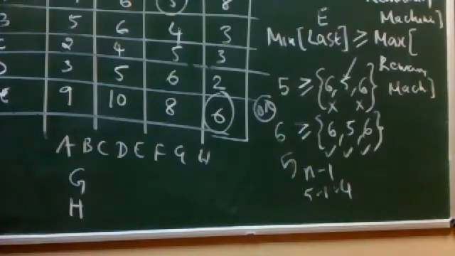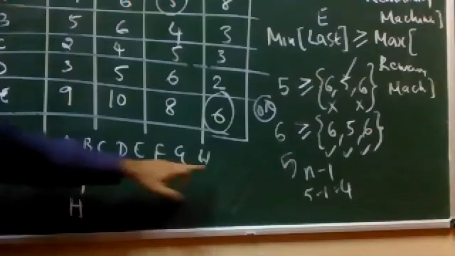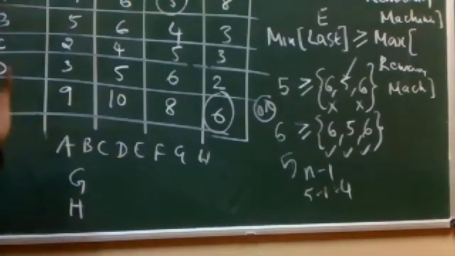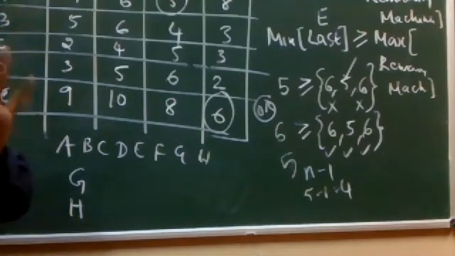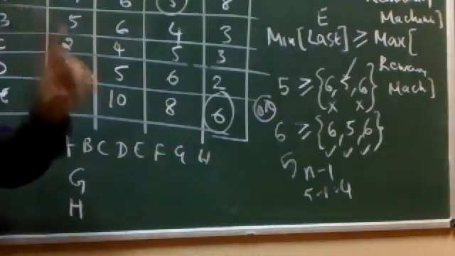Sir, G is A, B, C, and H is D plus E, F, G. First, you see totally how many machines are there? How many machines are there? 8 machines are there. Alright. So what does the rule say? N minus 1, the number of machines minus 1. So out of 8 machines, if you reduce 1, it becomes 7.